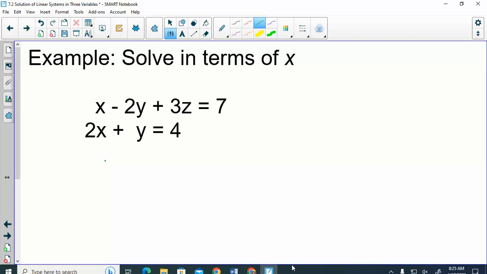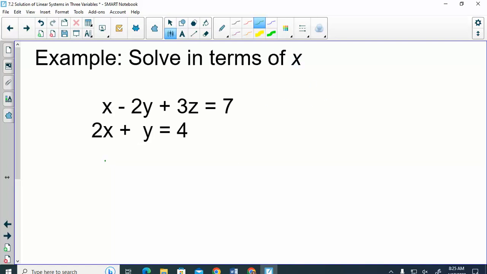Now, I'm telling you to solve it in terms of x. So that's like saying x is arbitrary. So the x stays. You have to figure out what y and z are, but the only variable we can use is x.